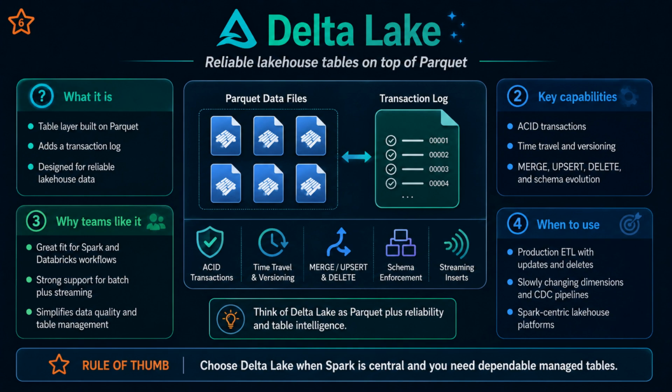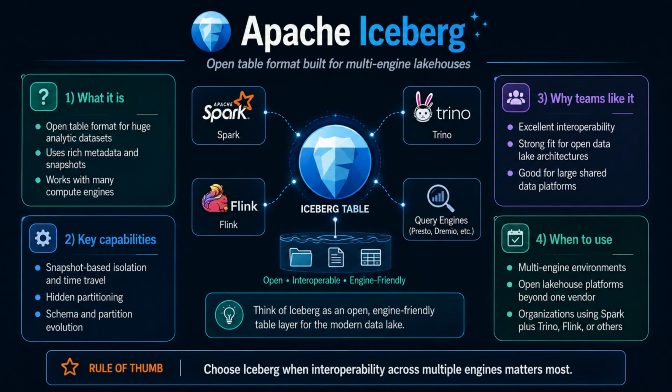But there is also a practical consideration. Delta Lake is strongest when Spark is central to your platform. It can work with other engines too, but its strongest adoption and user experience are usually in Spark-centric Lakehouse ecosystems. The rule of thumb is, choose Delta Lake when Spark is central and you need dependable managed tables. Think of Delta Lake as Parquet plus reliability and table intelligence. It's not just about storing data, it's about managing it effectively and efficiently in a way that supports complex analytics and business needs. Now let us compare that with Apache Iceberg.